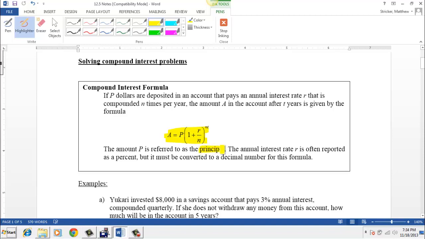You may have heard that term before. P is the initial investment, the principal. The annual interest rate is often reported as a percent, so it must be converted to a decimal number for this formula. For example, if it gave us that R was equal to 5%, we would need to write that as 0.05, write it as a decimal.